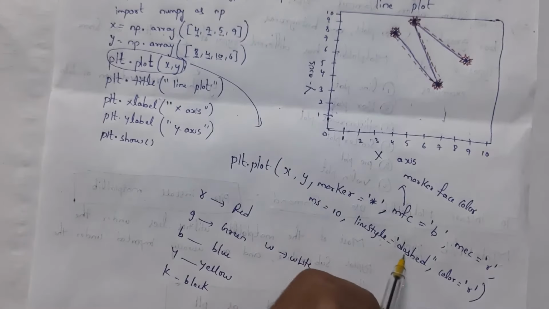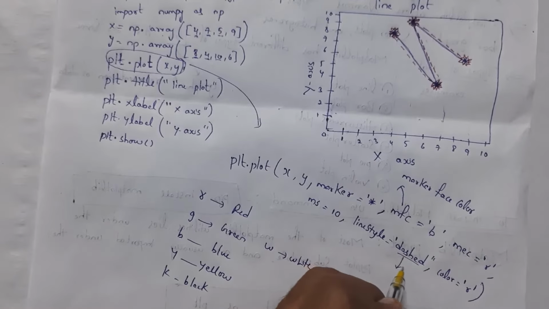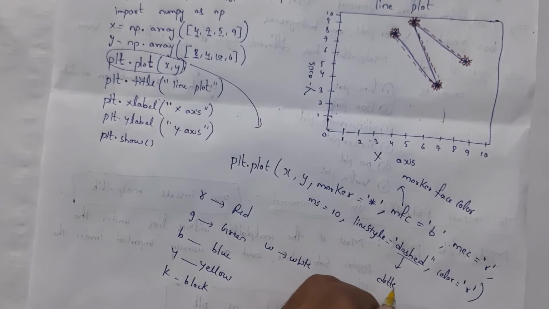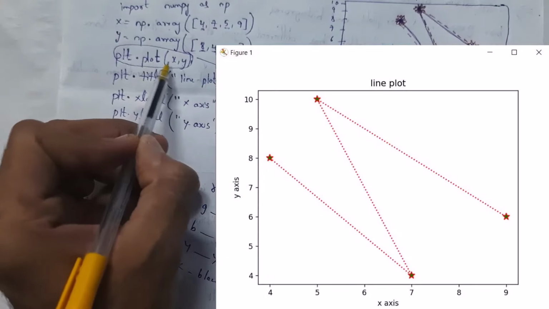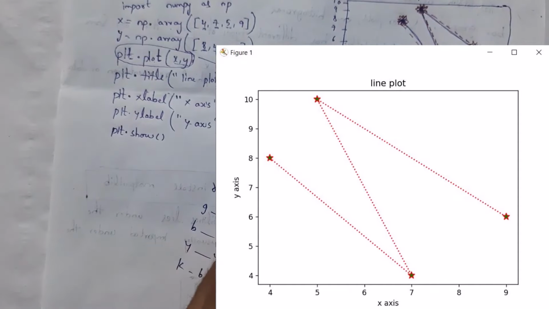You can also use dotted lines. So in place of writing dashed, you can write dotted. So it will create dotted lines. Inside this plot function you can pass all these parameters.